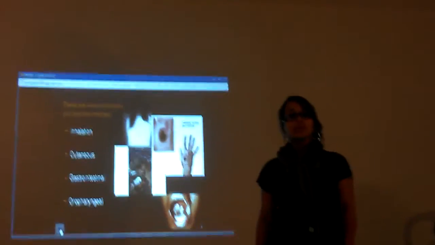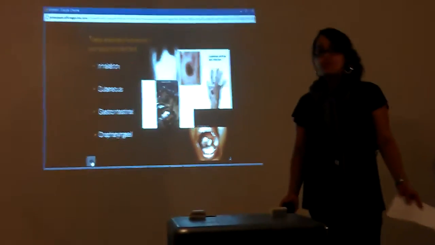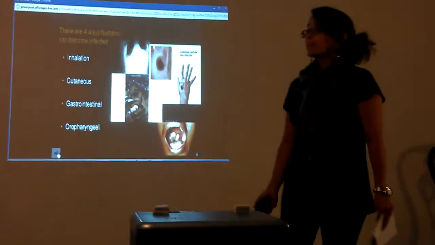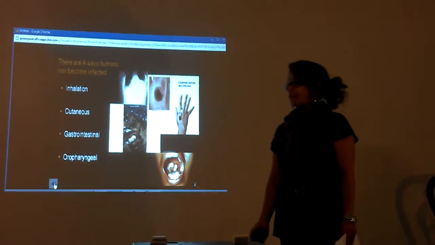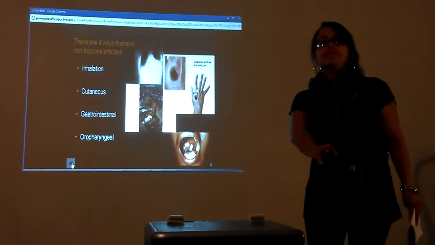So that'll be scary. We just have to keep an eye out whenever a situation like that occurs. There are four different ways that a human can become infected: inhalation, which is one of the big ones that is more prominent in patients, cutaneous, gastrointestinal, and our least common, oropharyngeal.